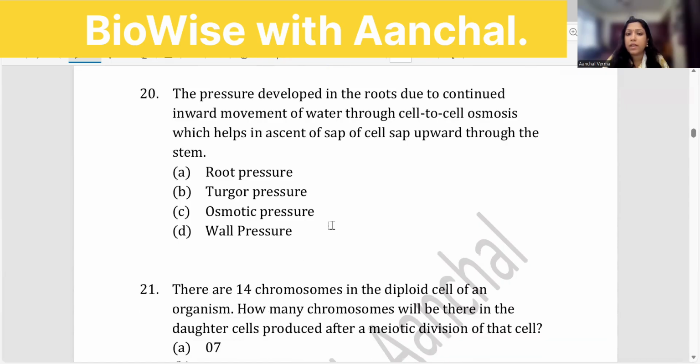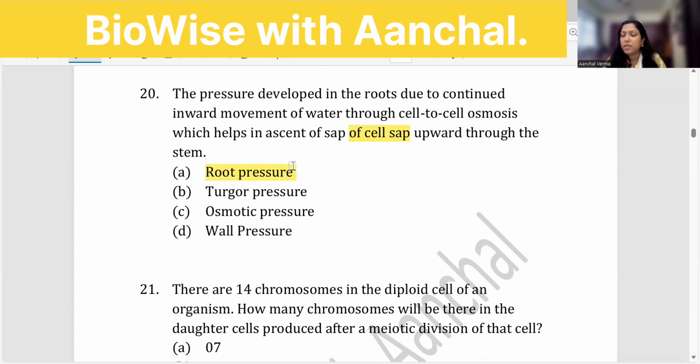The pressure developed in the roots. They have told you it's pressure developed in the roots, due to the continued inward movement of water from cell to cell by osmosis, which helps in the ascent of sap upward through the stem. That is called root pressure.